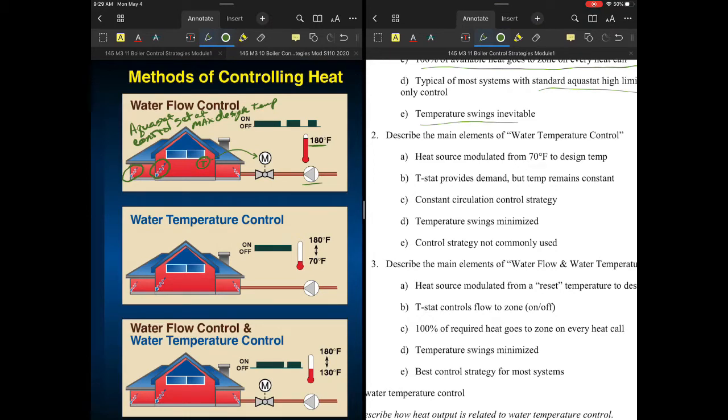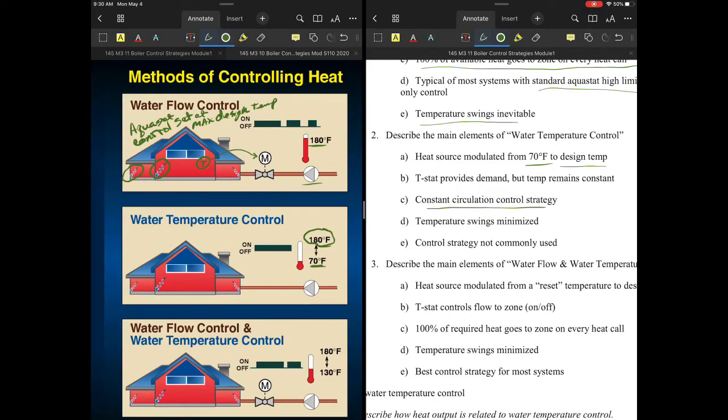The next one is what we're going to call water temperature control. On the water temp control, another strategy is we say, all right, we're going to modulate the temperature of the water all the way from 70 degrees up to the design temp. As we're describing here, 70 all the way up to 180 degrees, let's say. I'm assuming that we're going to use a 180 design temp. That's the assumption here. It does not have to be that. It could be 200 degrees.